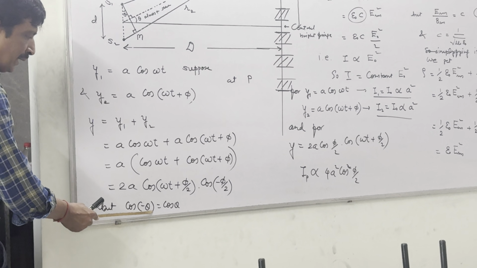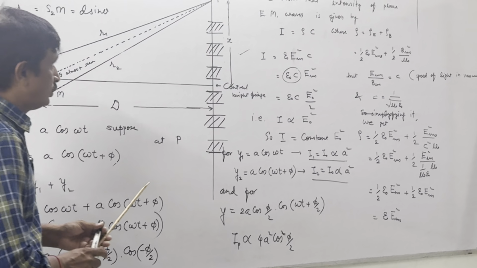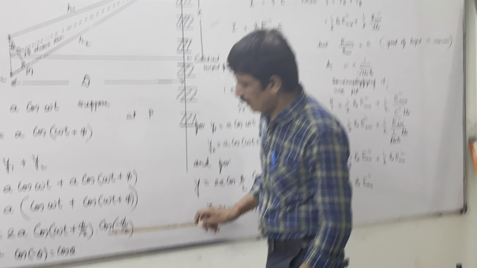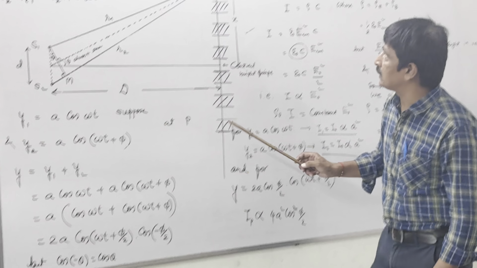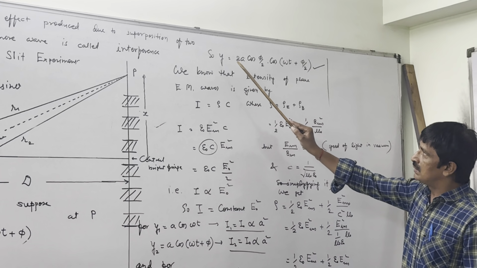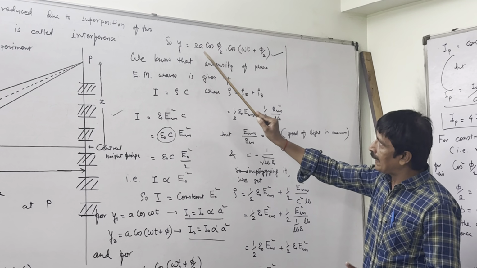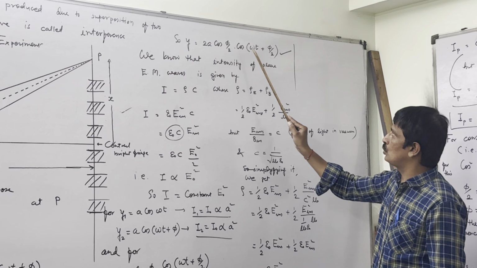But we know that cos of minus theta is cos theta. So this gives the real term 2a cos phi by 2 into cos omega t plus phi by 2. The resultant electric field at point P at time t is 2a cos phi by 2 cos omega t plus phi by 2.